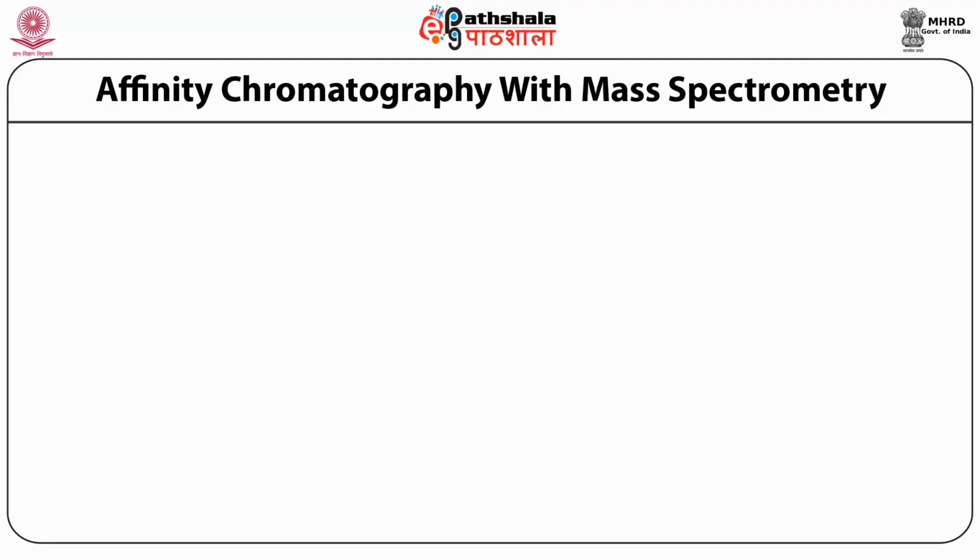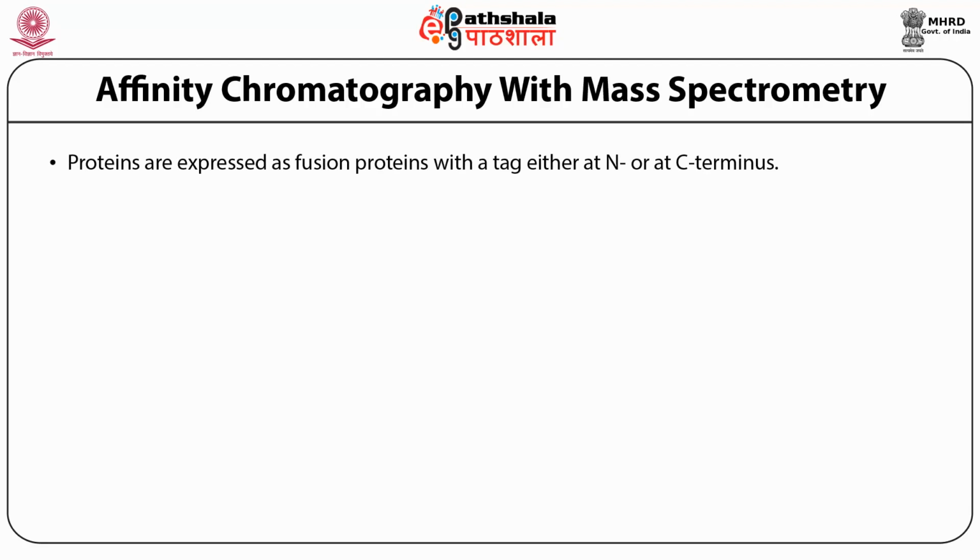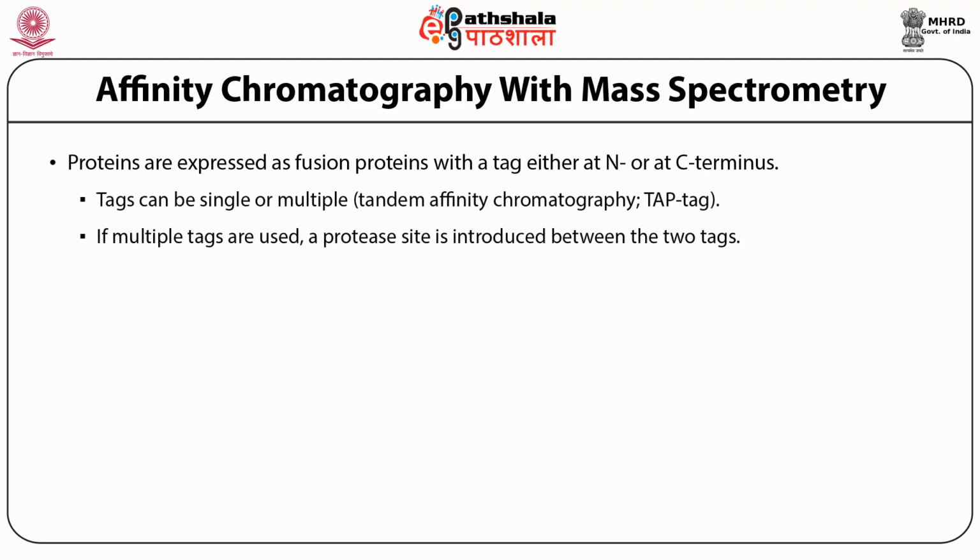The affinity chromatography is basically where you are looking at a specific interaction between a ligand and its substrate. And so the recombinant protein is usually expressed as a fusion protein with an affinity tag either at the N terminus or C terminus. Many different kinds of tags have been identified: His tag, GST tag, FLAG tag, MYC tag. So you have a wide variety of affinity tags that are available.